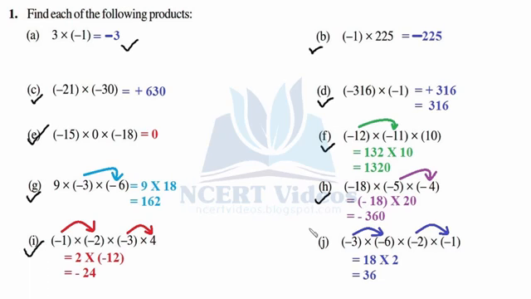Last part, J part. Again we'll take pairs. 6 3s are 18. Minus minus is plus. Therefore we write plus 18. And then multiply it with 2 into minus 1, minus 2. Minus minus is again plus. Therefore 2. And it is simple. 18 2s are 36. That was your question number first.